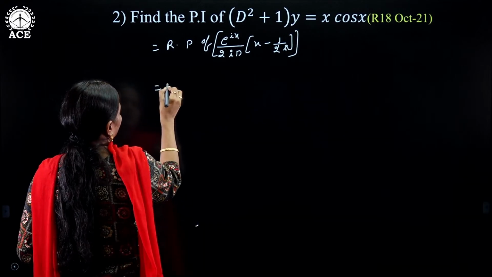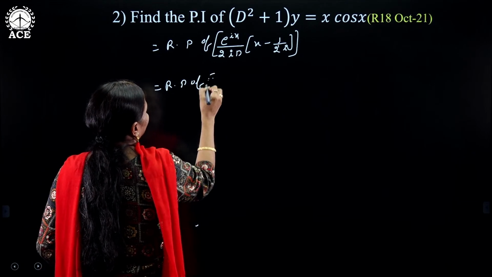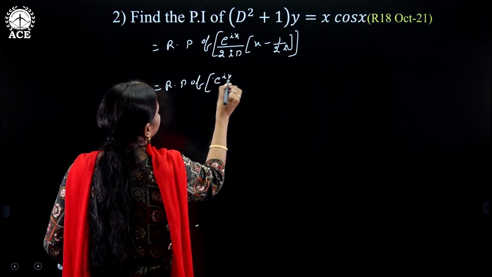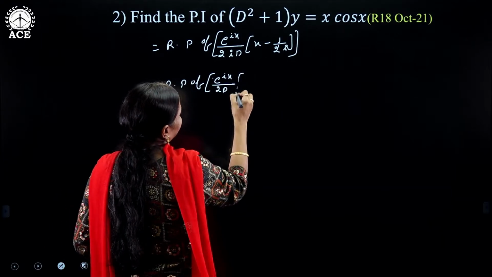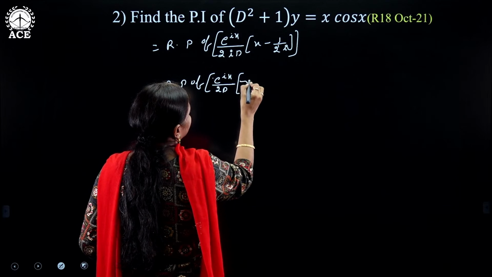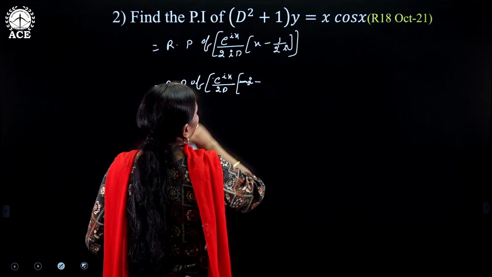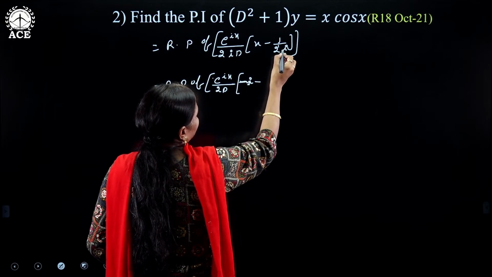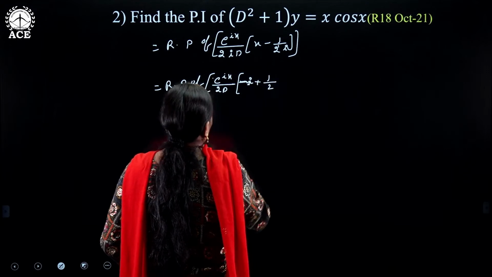So which is equal to real part of e to the power ix by 2d. If we take this 1 by i inside, 1 by i can be written as minus i, since 1 by i is minus i into i square is minus 1. Minus into minus, plus 1 by 2.